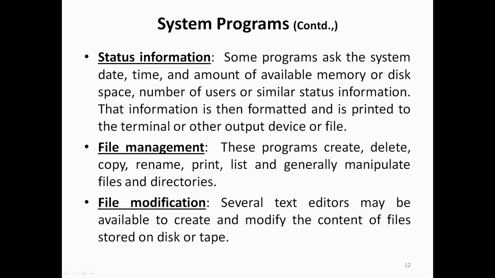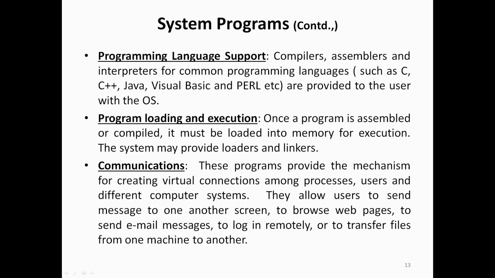And then comes programming language support. Here we use many types of languages. We code in high level languages, usually C, C++, Java, and many more languages have come now. At that time the system must interact with these languages, so there must be perfect compilers, assemblers, and interpreters. These types of system programs come under this category, programming language support, right?